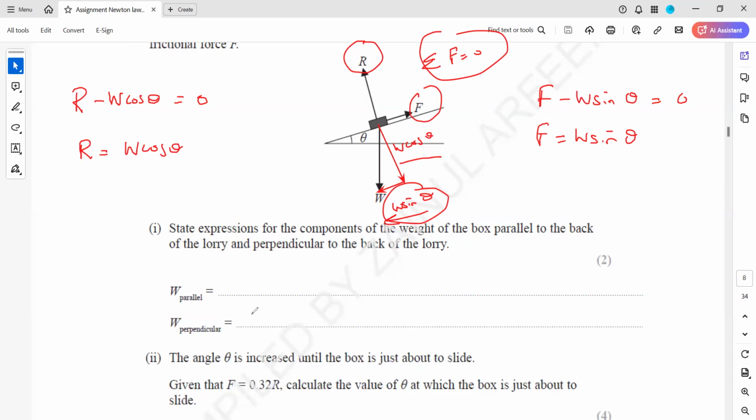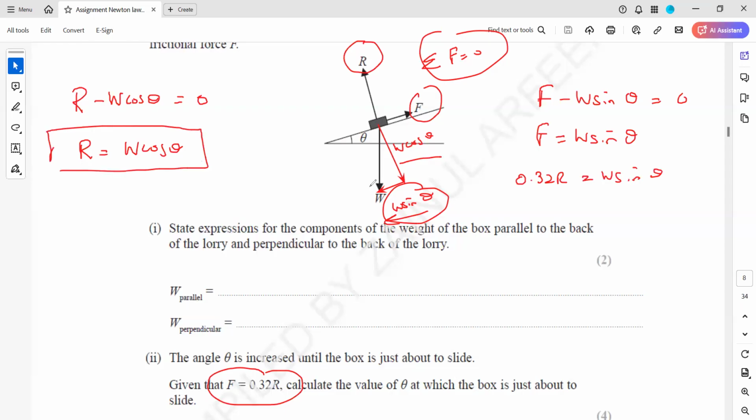And in the question, they mentioned F is 0.32 R. So I can substitute here: 0.32 R is equal to W sine theta. Now I have two equations. I want the value for theta. So what I can do is divide the two equations.